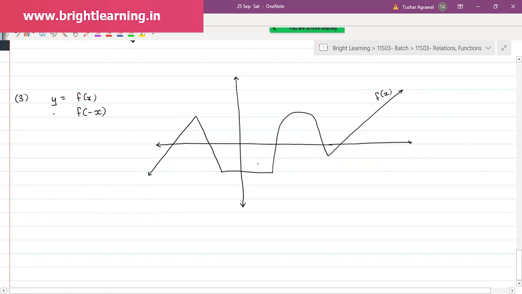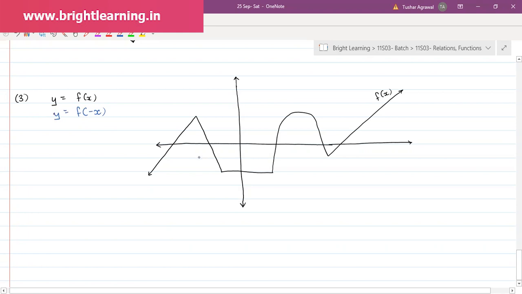Now, if this is the shape of f of x, I am telling you to plot the graph of f of minus x on this very axis, on this same graph paper. Y is equal to f of minus x, plot it on the same graph paper.